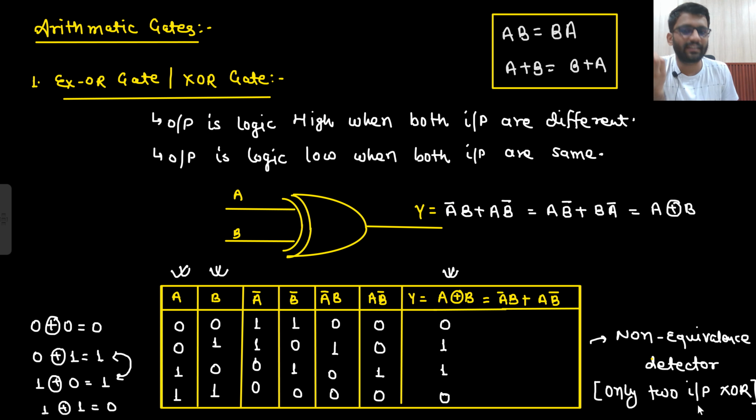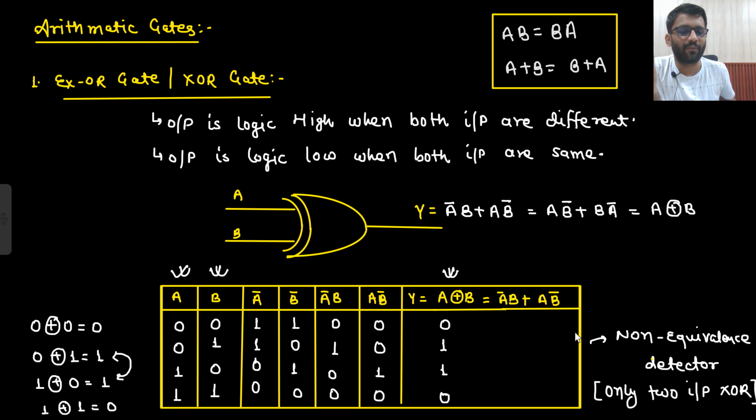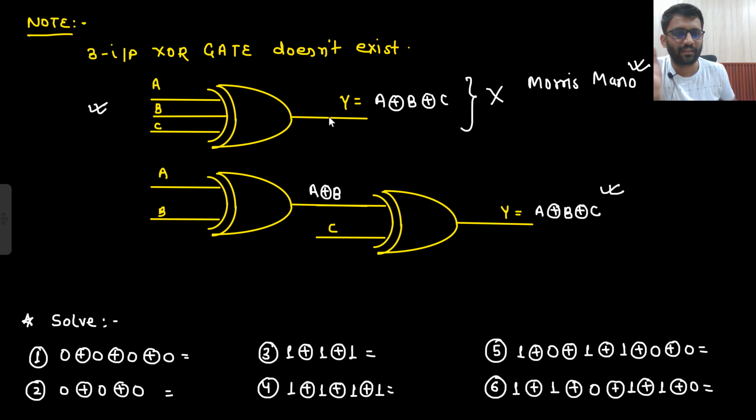But it is not necessary that the person interviewing you knows this, because this is not a very famous thing. If you tell him that it is a non-equivalence detector, and if both of the inputs are the same, then the output will be 0, and if both of the inputs are different, then the output will be 1, or high, then he might say, what if it is a 3 input XOR gate? So there you cannot argue with him. That's why I generally avoid telling this definition. So how will I tell that? Let's check it out in this particular video.